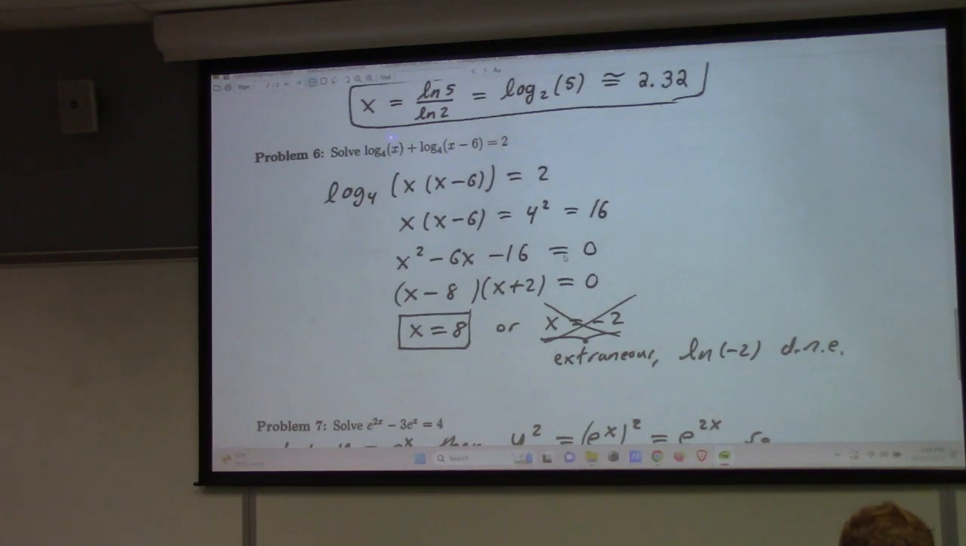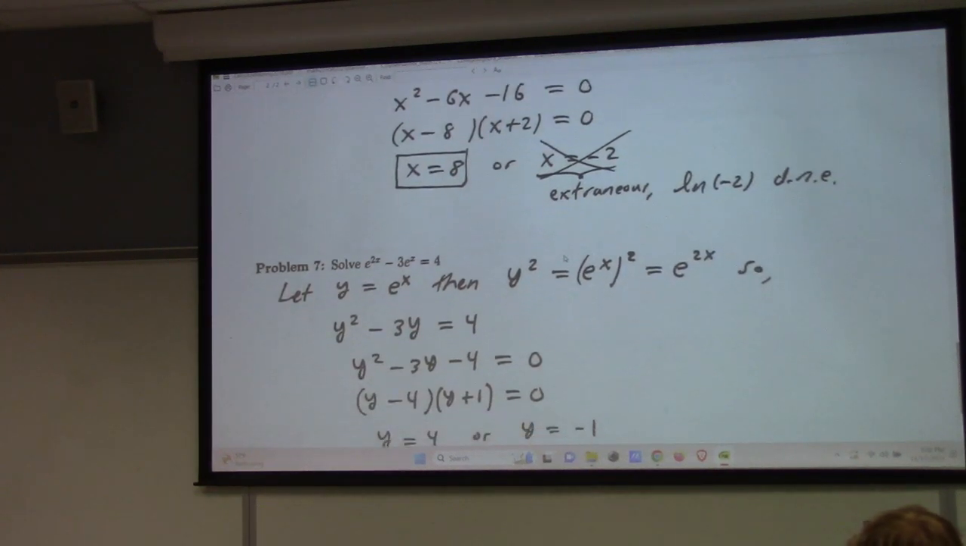Once one of the pieces fails, it's over. And then that leaves us with 8. 8's fine. Log base 4 of 8, that's good. Log base 4 of 8 minus 6, that's log base 4 of 2. That's fine. We can do both of those. So this is a genuine solution. The other is extraneous, so we get rid of it.